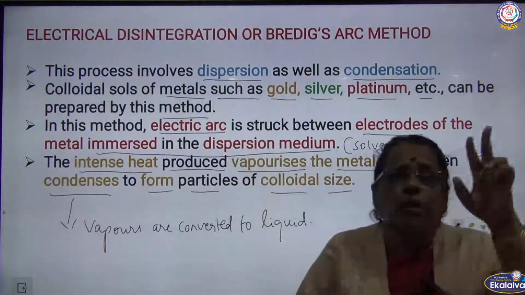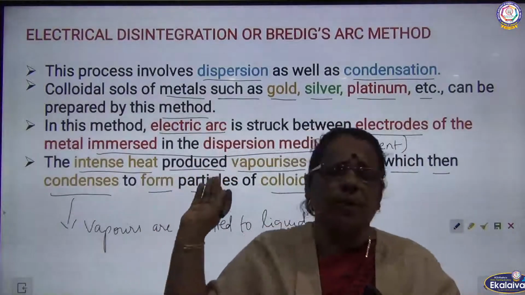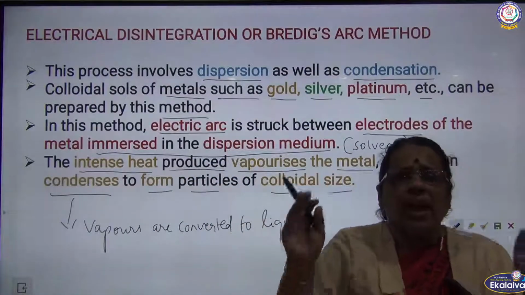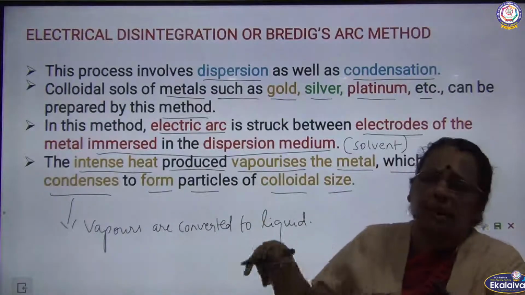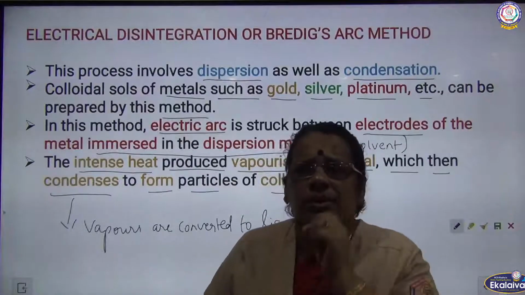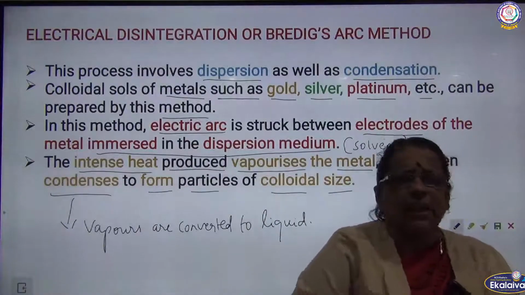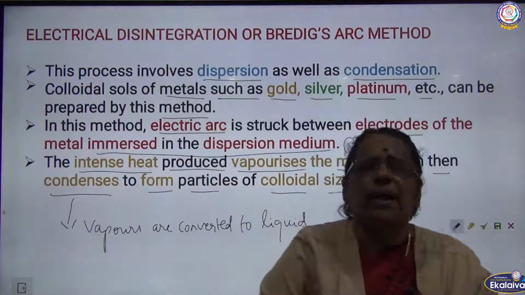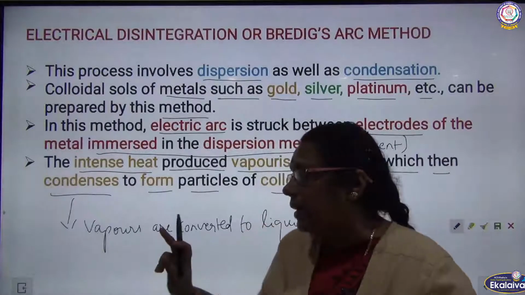So there are two processes involved here. One is dispersion, another one is condensation. Actually, an electric arc is struck between two metal electrodes. These electrodes are immersed in the dispersion medium. On passing current, what is happening? The arc starts to vaporize. As a result, these metal vapors are dispersed in the dispersion medium, and condensation takes place. Vapors are converted into liquid.